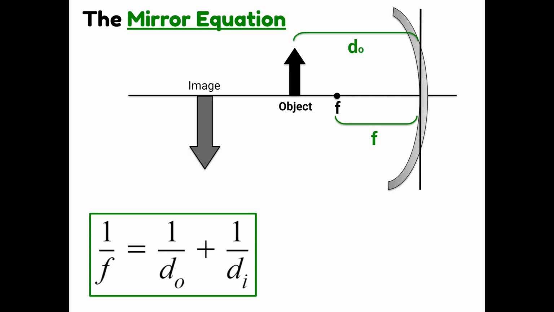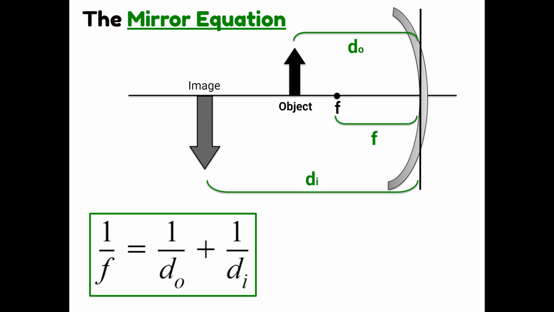DO is the distance from the mirror to the object, and DI is the distance from the mirror to the image. You'll notice that all three of these are distances, so all of them would be measured in the same unit. Perhaps they would all be in meters, or they'd all be in centimeters. As long as they're all the same unit, you don't have to do any funky conversions.